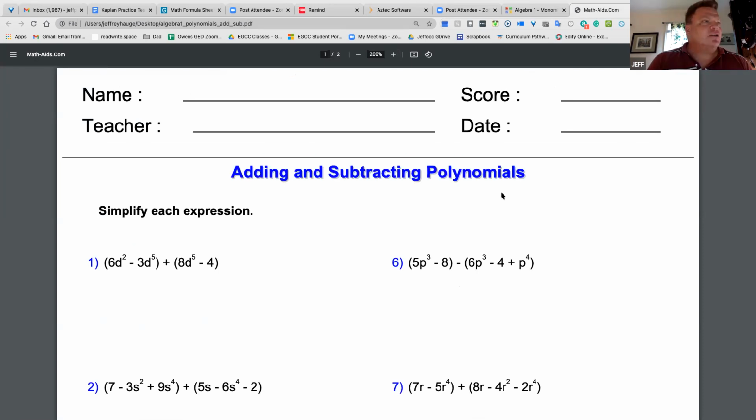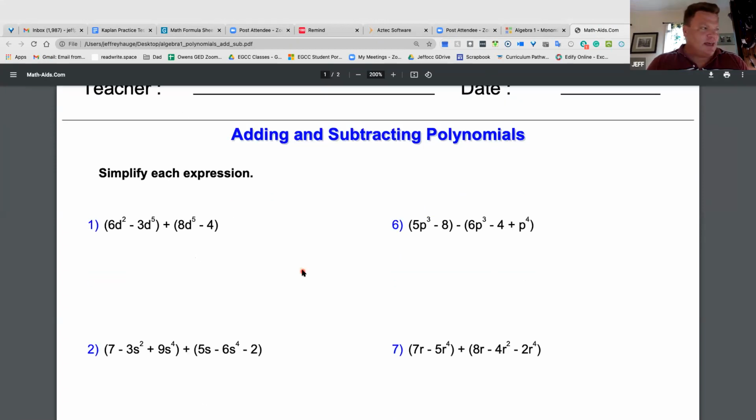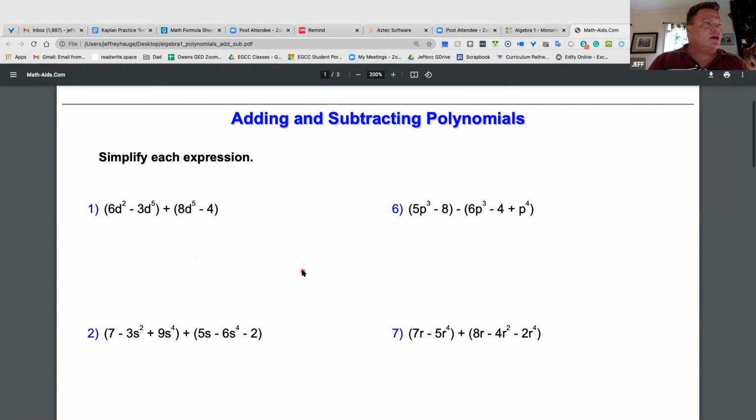Polynomials looks like one of those crazy math words. Poly just means a lot, and nomial means names. So whenever we hear that term, it just means a bunch of different last names. So I'm going to zoom in on question 1 over here.